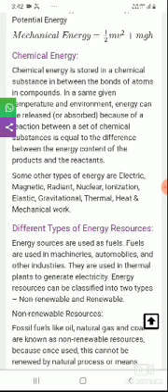Before we go for non-renewable and renewable, there are also two types of energy, that is natural and artificial energy. So dear students, the example of natural energy is, as you know, sun and stars.